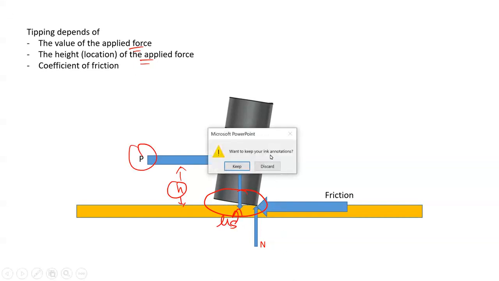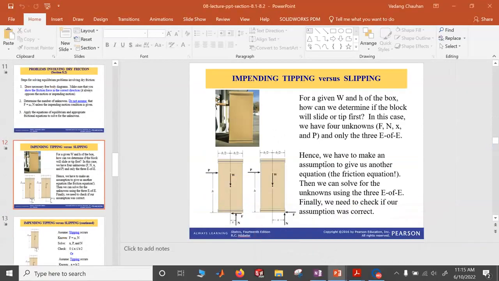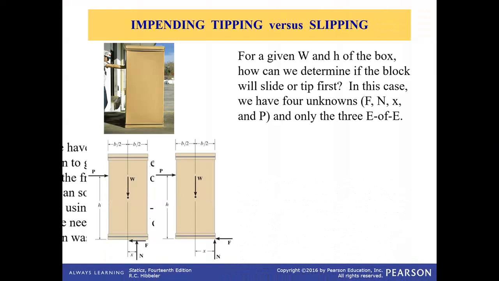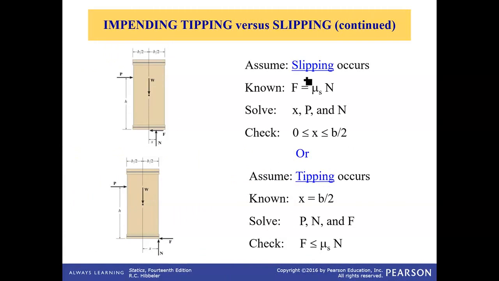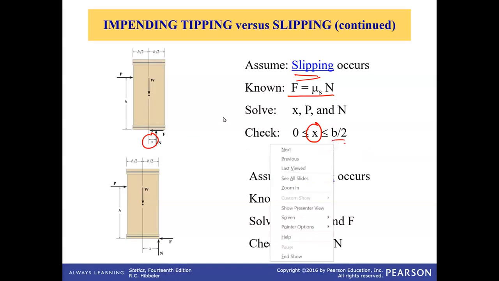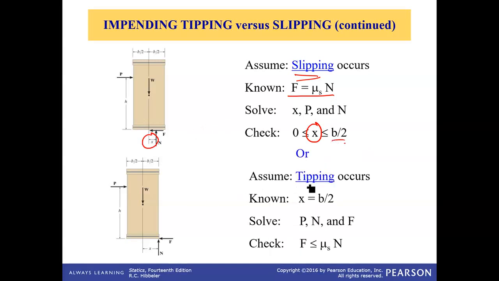So now we can go back to the previous presentation about friction. In order to check whether it will slide or tip, we need to check two conditions. First, we assume that slipping will happen, and at that time the static friction is maximum, and we calculate the value of x based on the equations of equilibrium. If this x is below b/2, then yes, slipping will happen. Second, we assume tipping happens. At that time x is equal to b/2, and we solve for P, N, and F. And we make sure that the F we get from this equation by assuming tipping is less than mu_s times N.